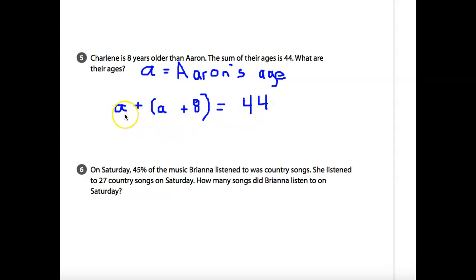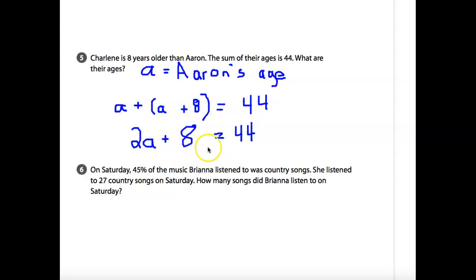So now let's combine terms. So A plus A is 2A, plus 8. Okay, we're not multiplying here. We only multiply when the variable is right next to parentheses. So 2A plus 8 equals 44. Okay, now our whole job is to get A by itself.